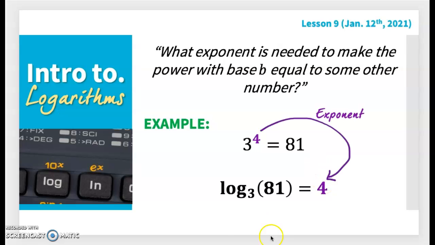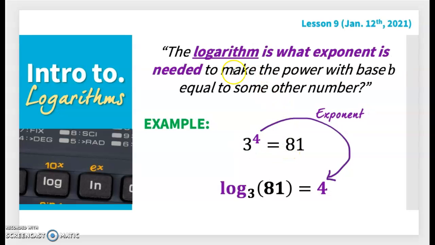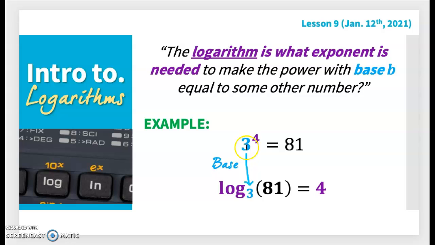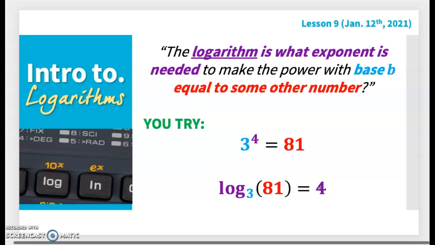If you notice, the logarithm is just the exponent. That's what a logarithm gives us. It tells us the exponent to which we need to raise some number to get a second number. So we can say the logarithm is what exponent is needed to make the power with base b, in this case the base is 3, equal to some other number, in this case 81. Again, you can see the connection here. When we're taking an exponential equation with base b, that's what we're dealing with in the logarithm. What number do we have to raise base b to get 81? In this case, it's 4.